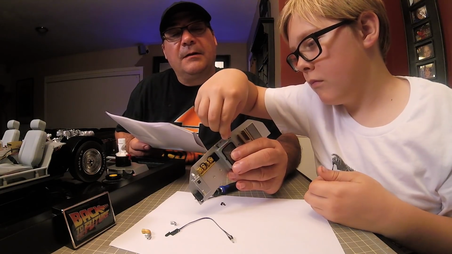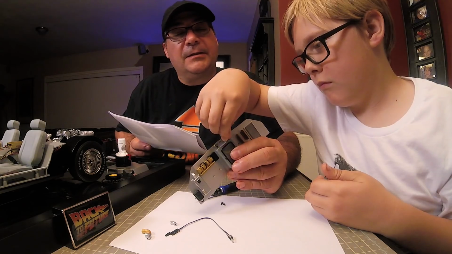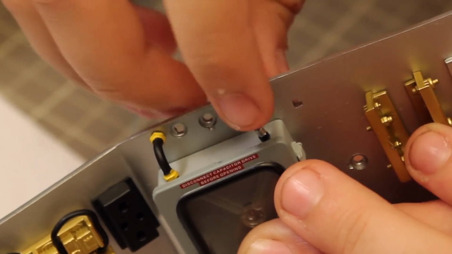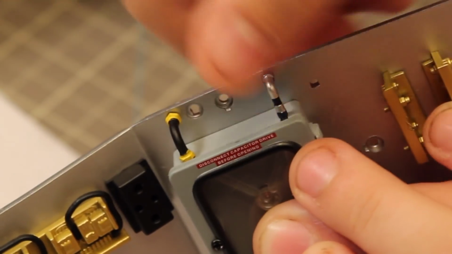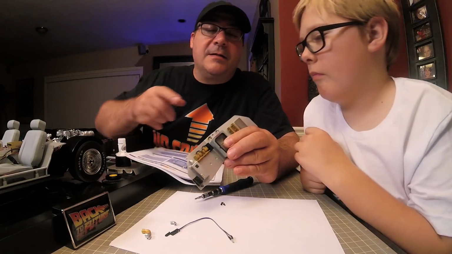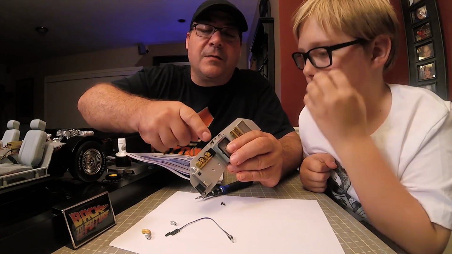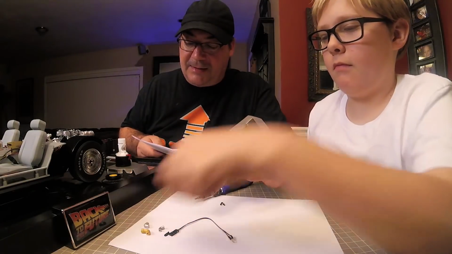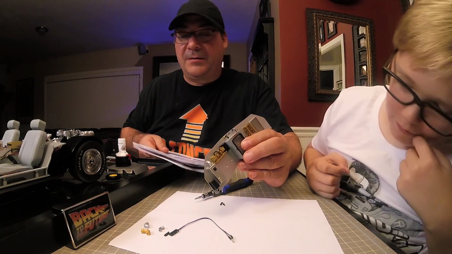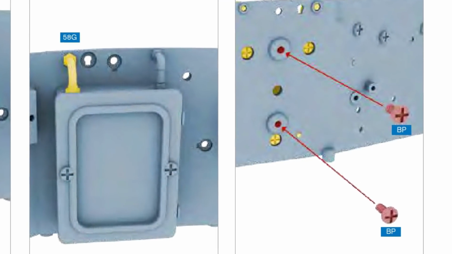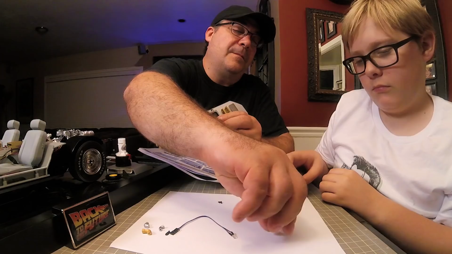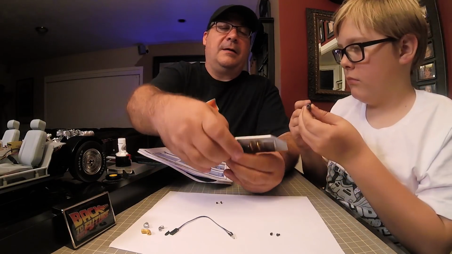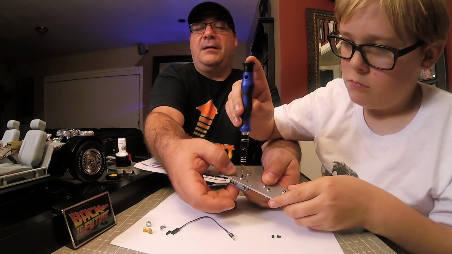Those other two things, just, you know. So step 6, push pipe 58G into place on the other side of the case as shown. And again, I mean, this is a fantastic detail. It looks great. So is this. Step 7, which is fix the case in place with 2 BP screws from the other side. Okay. Alright, so here we go. Throw those in there.